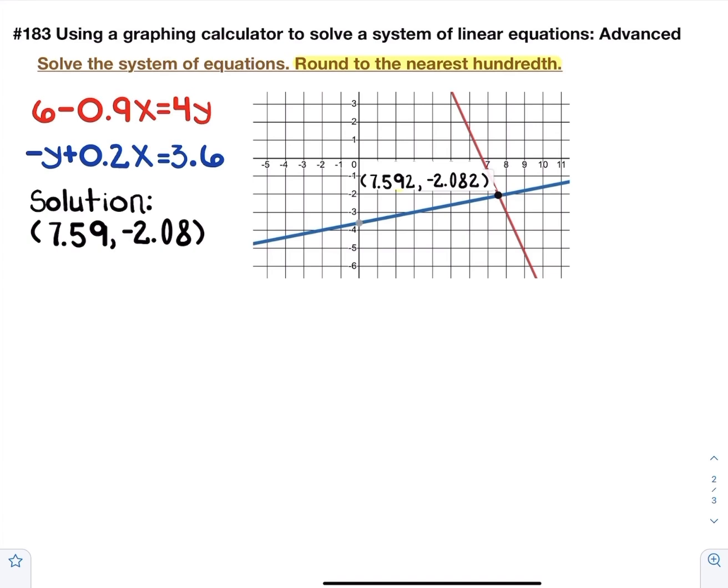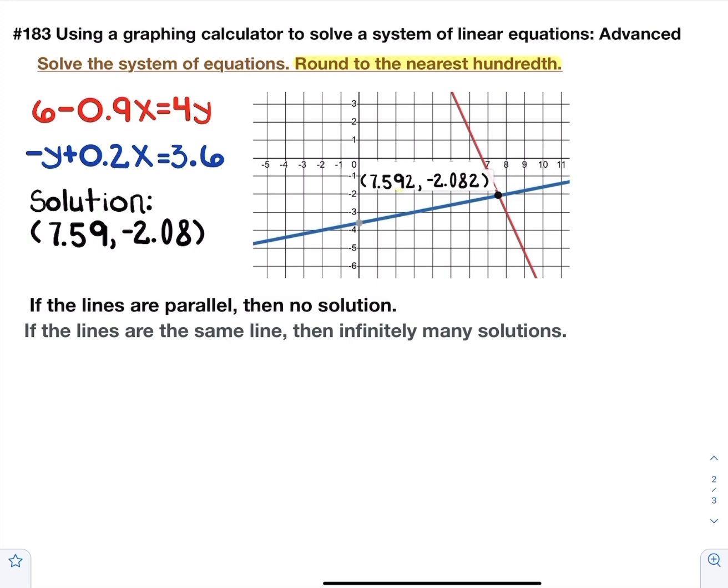If you do graph some equations and they end up being parallel, then no points are in common, meaning no solution. Another thing that could happen is that when you graph both of the lines, one of the lines graphs right on top of the other one. In other words, they're the same line. So they would have infinitely many points in common.